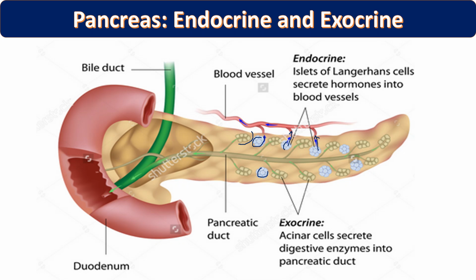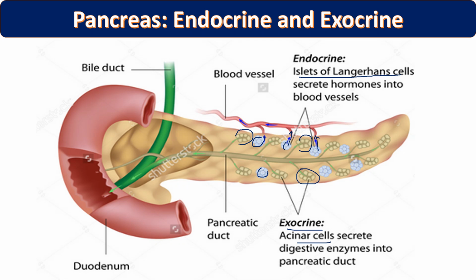Whereas this other portion is called the exocrine portion, which is composed of acinar cells, whereas the endocrine portion is composed of islets of Langerhans cells, which have alpha cells, beta cells, delta cells, and PP cells. They normally produce insulin, glucagon, PP peptides, and other hormones, that we will talk about later on.